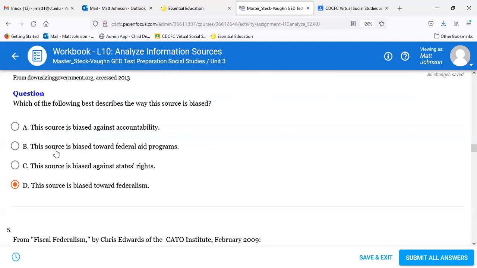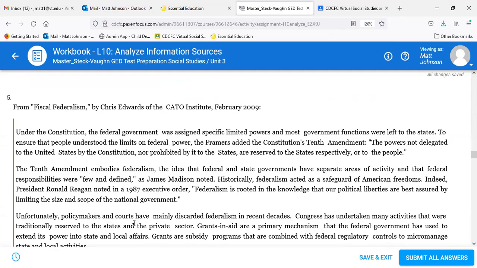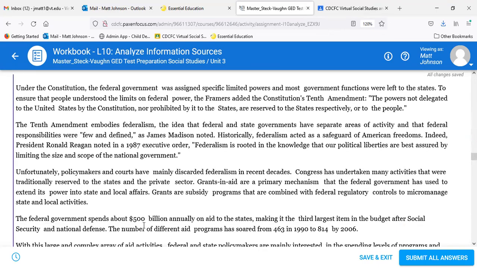So D, this source is definitely biased towards federalism, and we could certainly look at the language within what's said here as well, right? The number of different aid programs has soared from 463 in 1990 to 814. Soared, right? That's kind of a charged word, right? It just doesn't say has risen. That would be a little more impartial. Soared is implying sort of a negative connotation to how many federal aid programs are out there.